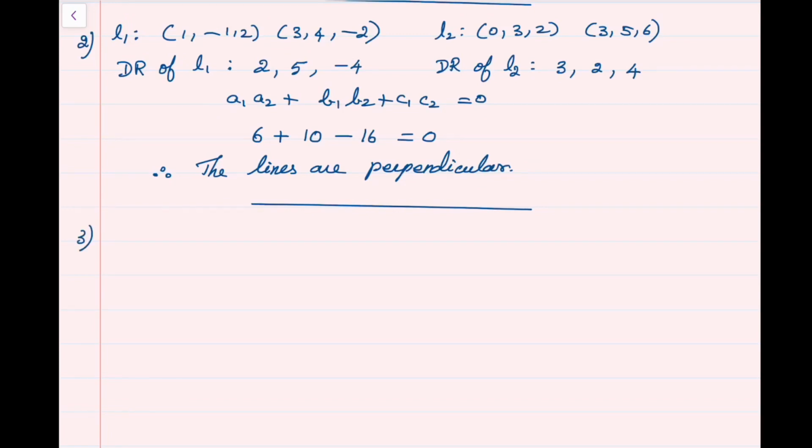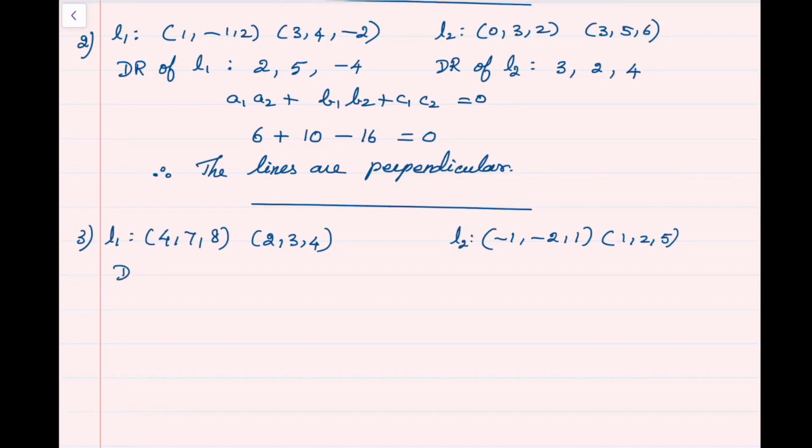Question number 3. Show that the line through the points (4, 7, 8) and (2, 3, 4) is parallel to the line through the points (-1, -2, 1) and (1, 2, 5). Let us take the first one as line L1 and the second one as line L2. Let us calculate the direction ratios of L1. We can do first point minus second point or second minus first. We are doing second minus first.